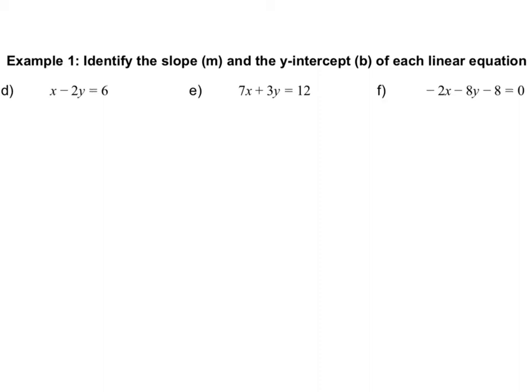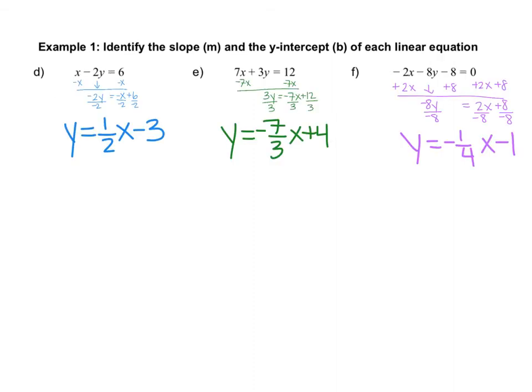So let's go through and change all of them first with some algebra, and then we will look at what m and b are. So let's just do a real quick walkthrough of what I did. Subtracted x, then I divided by -2. There's a -1 here, divided by -2 will get us a positive 1/2. Subtracted 7x from both sides, divided by 3.